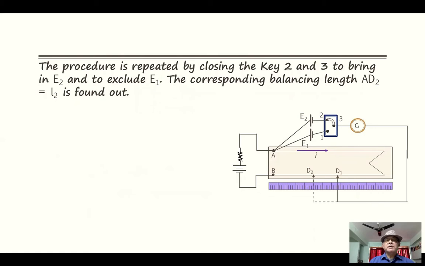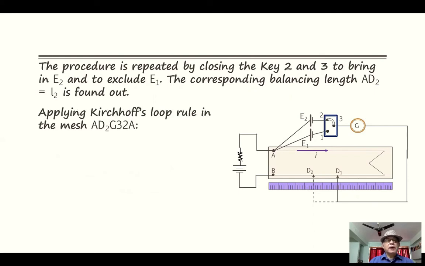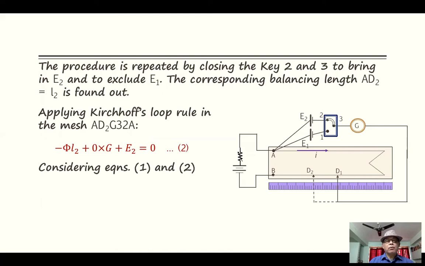The procedure is repeated by closing the keys 2 and 3 to bring in E2 and to exclude E1. The corresponding balancing length AD2 equal to L2 is found out. Applying Kirchhoff's loop rule in the mesh AD2G32A, we have this equation, which we call equation 2. Considering equations 1 and 2, we have E1 divided by E2 equal to L1 divided by L2. This is equation 3.